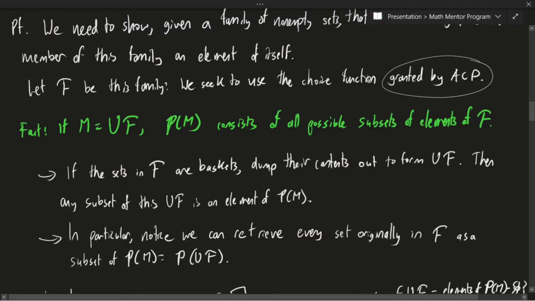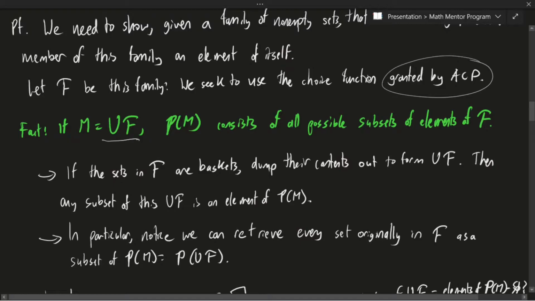Here's a fact that we'll have to use. If M is the union of F, the power set of M consists of all possible subsets of elements of F. Let's read into this a little more. Think about the sets in F as baskets. When we take the union of F, we're just dumping all their contents on the ground. That's just the collection of everything in F.